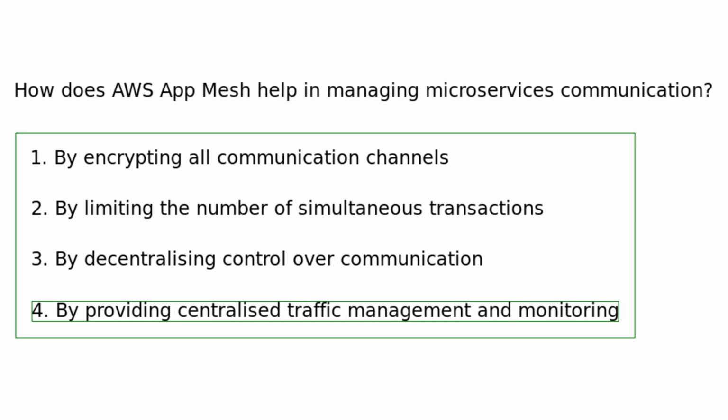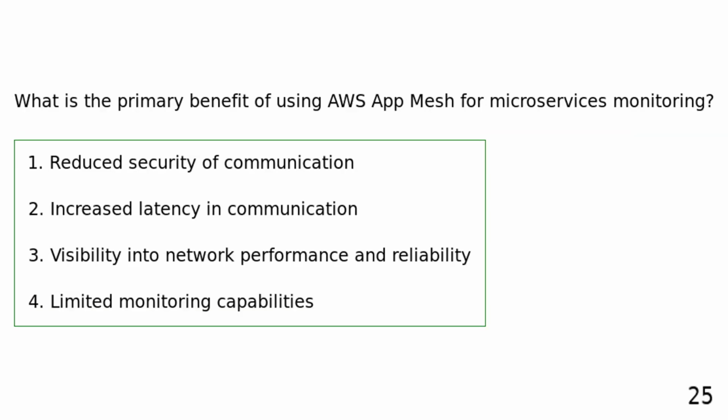AWS App Mesh helps in managing microservices communication by providing centralized traffic management and monitoring capabilities for better control and visibility. What is the primary benefit of using AWS App Mesh for microservices monitoring?